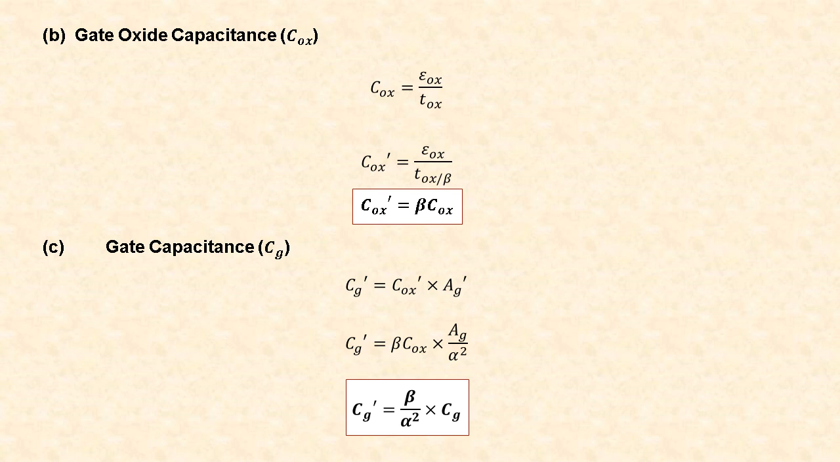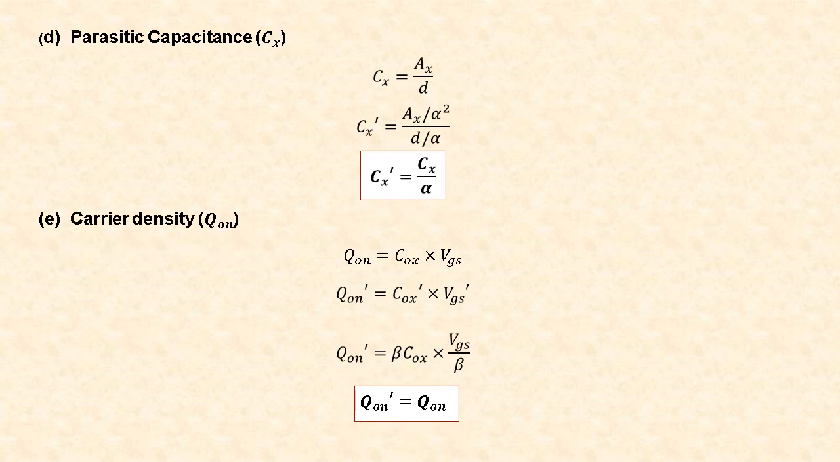Next, gate capacitance. We know that gate capacitance is nothing but gate oxide capacitance into area of gate. So gate oxide capacitance is scaled by beta and the area is scaled by 1/alpha². So the entire gate capacitance is scaled by beta/alpha².